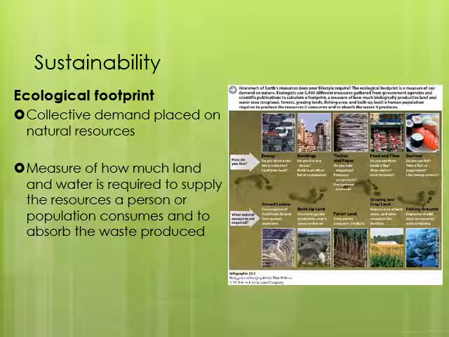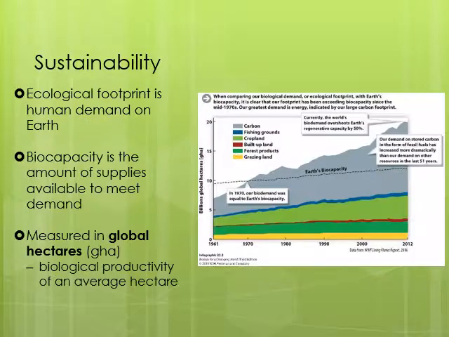So ecological footprint just measures how much land and water is required to supply the resources a person or sometimes a population uses. In our case, we're calculating our ecological footprints for ourselves, right? Our individual. But it's how much land and water that you need in order to absorb the waste that is produced. So all the resources that you consume and assimilate the waste that it produces. That's your ecological footprint, and it includes a carbon footprint as well. But ecological footprint is human demand on Earth, and our biocapacity is the amount of supplies that are available to meet that demand. We measure this in something called global hectares.